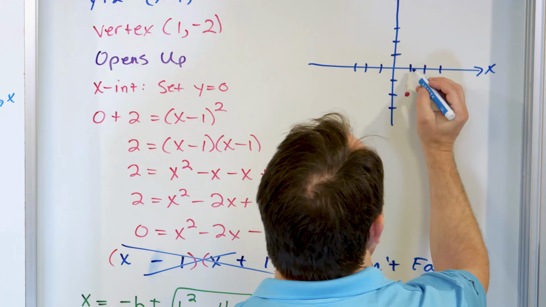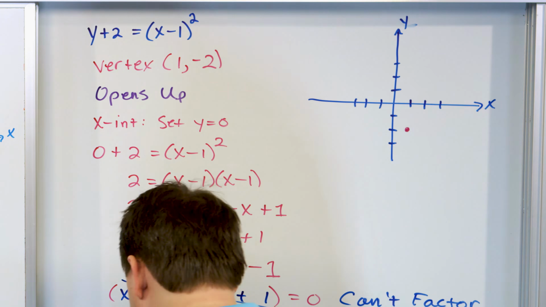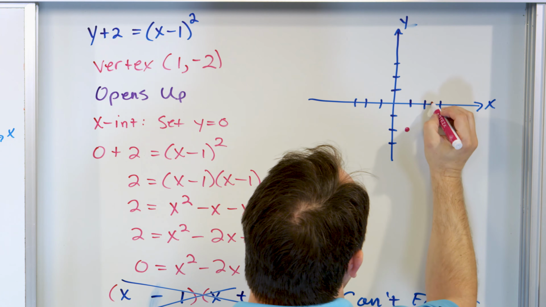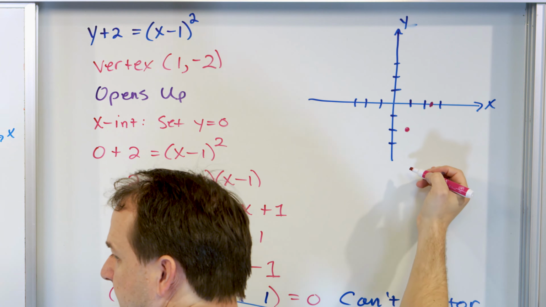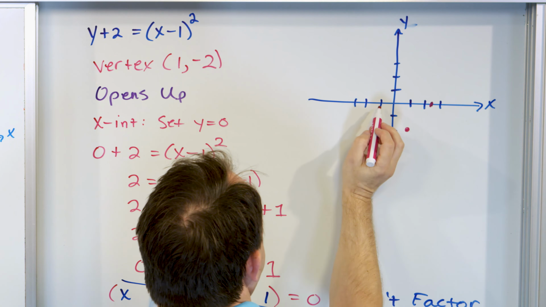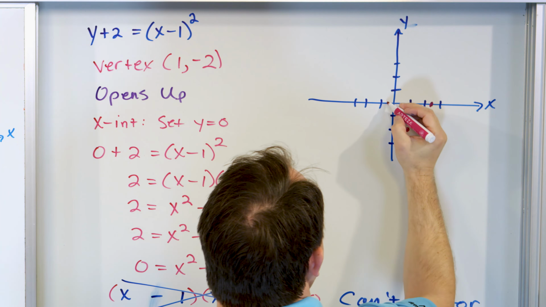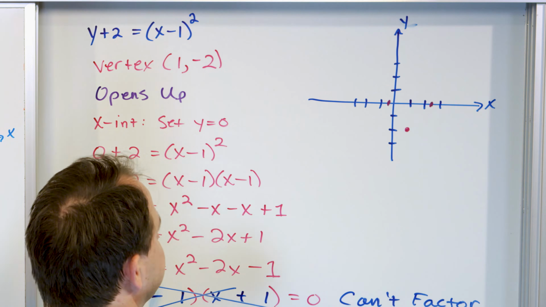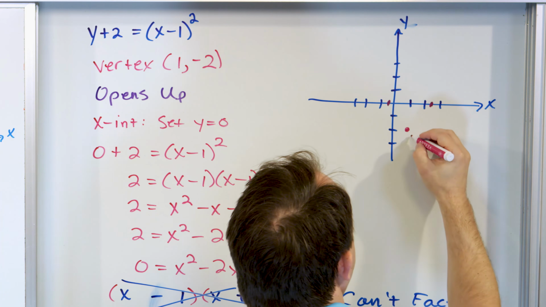So 2.4 would be 1, 2. Let me switch it to a different color. 2.4 would be 1, 2. Here's 2.5. So 2.4 is going to be just to the left of that. And then negative 0.4 is going to be, here's negative 0.5, negative 0.4 is a little bit shifted to the right of that. So now we have our vertex, which is right here.